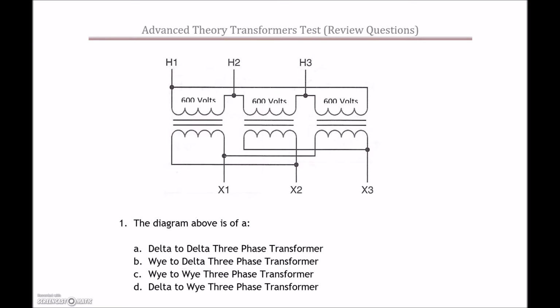This first question here is providing you with the primary and the secondary diagram of our three-phase transformer. And you've got to figure out what the primary is and what the secondary is. We can see that our primary is here because we have H1, H2, H3. Our secondary is on this side, and then we have X1, X2, X3. And we've got to see whether it is a Y, a delta, or an open delta here.